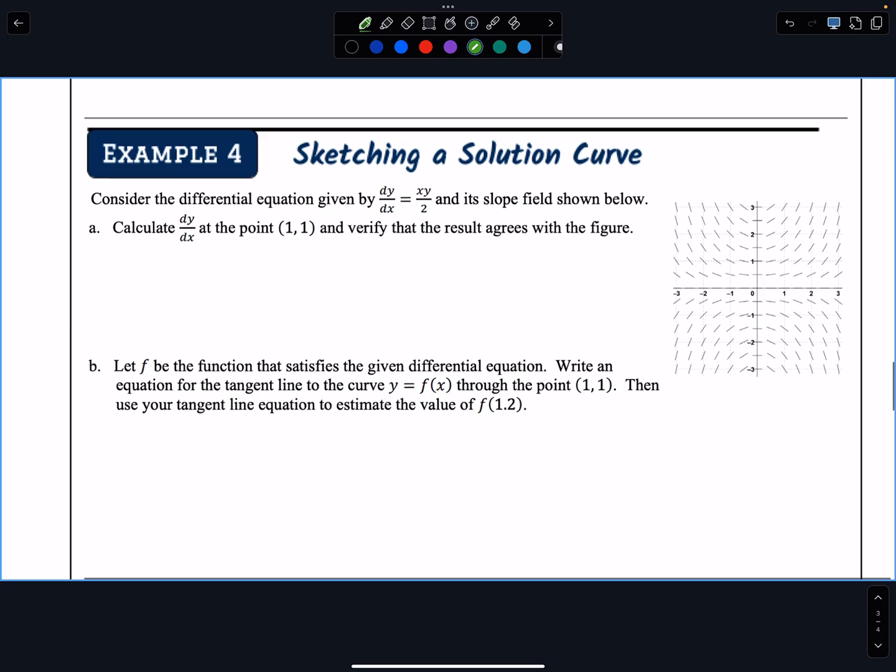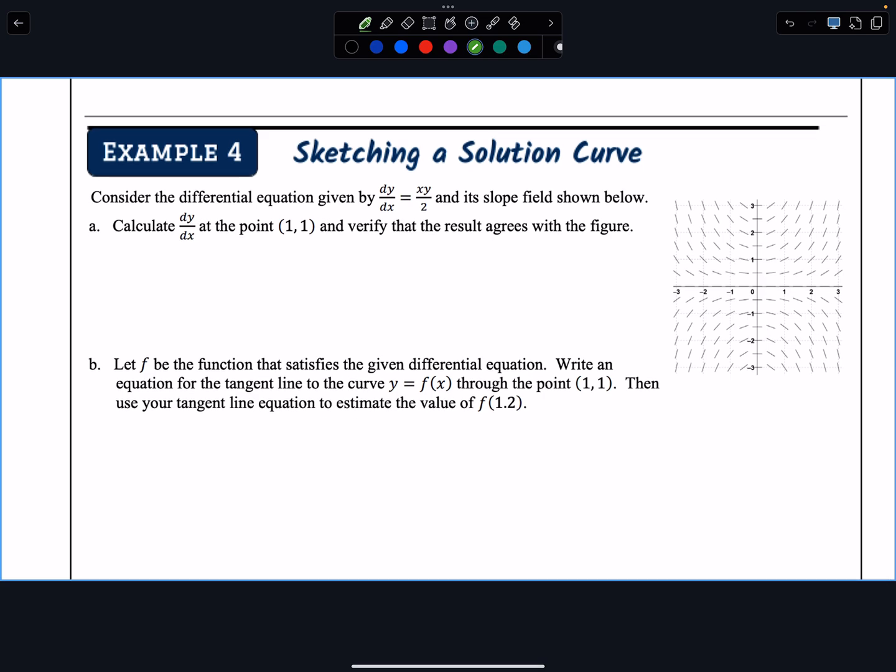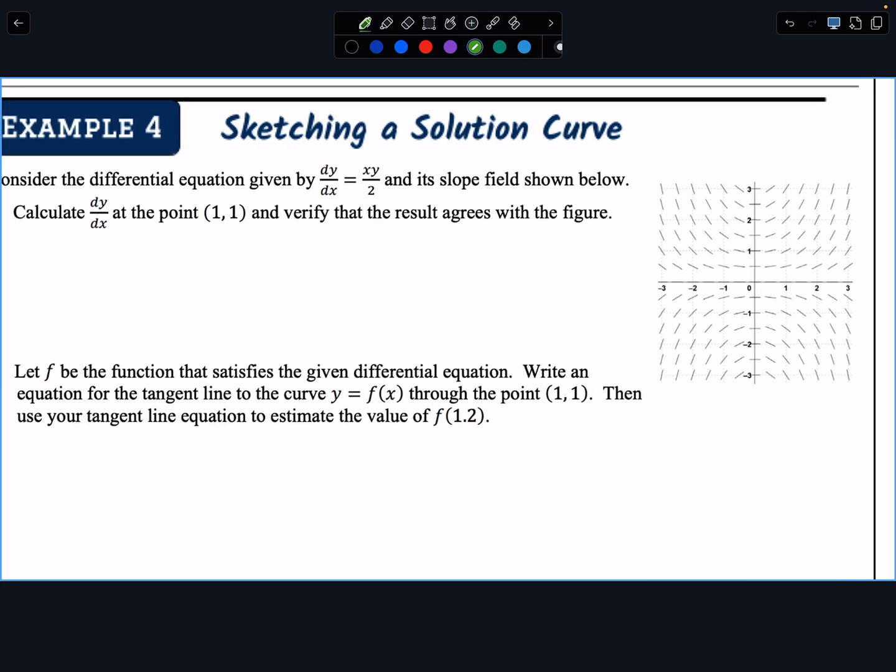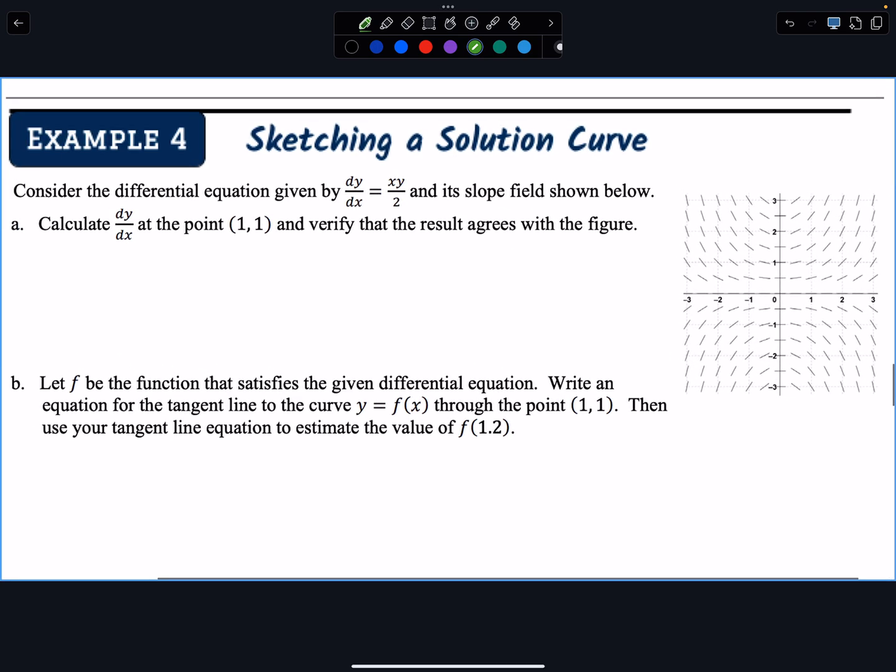All right, cool, we're almost done. Consider the differential equation dy/dx is equal to xy over 2 and its slope field shown below. Calculate dy/dx at the point (1, 1) and verify that the results agree with the figure.